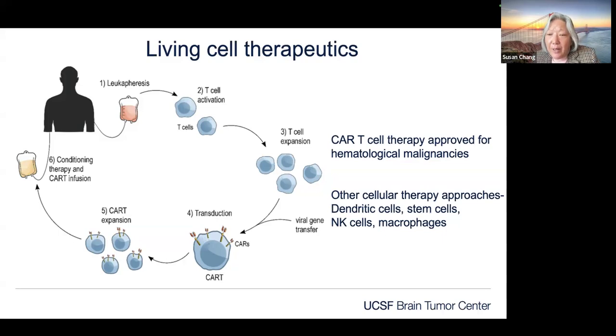This is the chimeric antigen receptor T cell therapy. You may all be aware it's approved for hematological malignancies, and now the question is, will this also be of value in solid cancers, including glioblastoma? Important to note, there are many other cellular therapy approaches. CAR T is just one type of cell. There are certainly dendritic cells, stem cells, NK cells, and macrophages that are being used to see if we can hone in on the immune system and have an anti-tumor effect using this strategy.